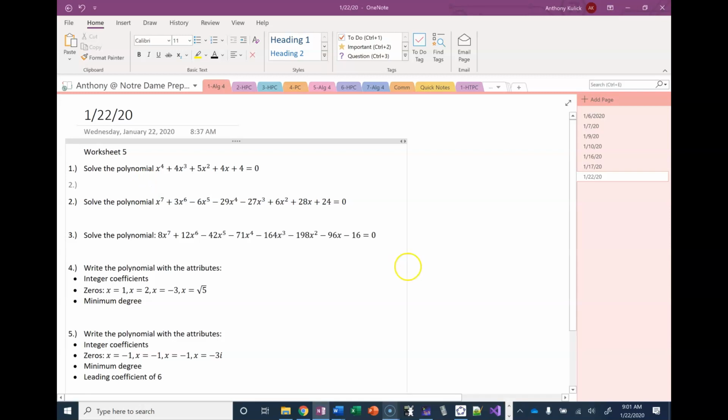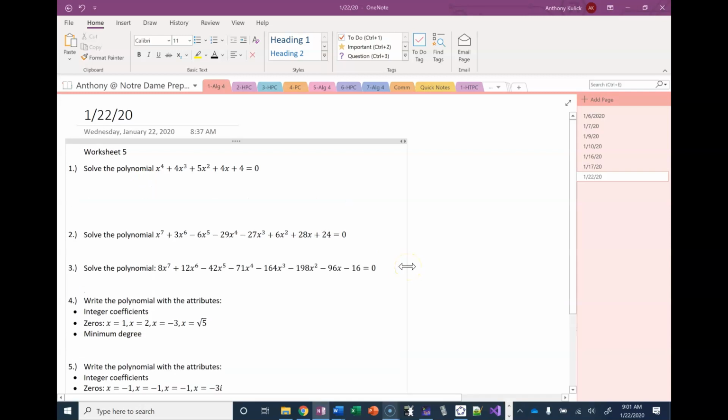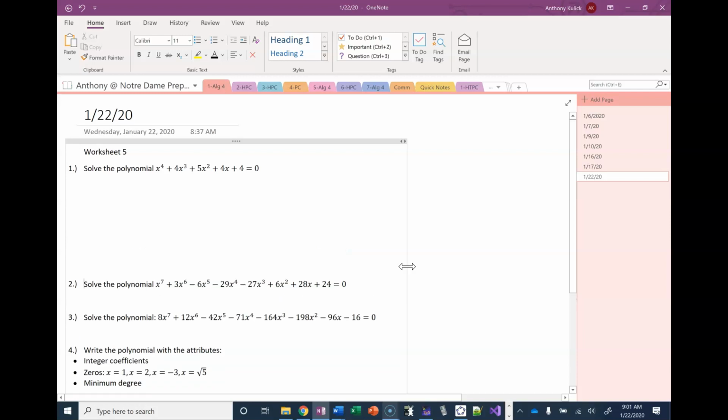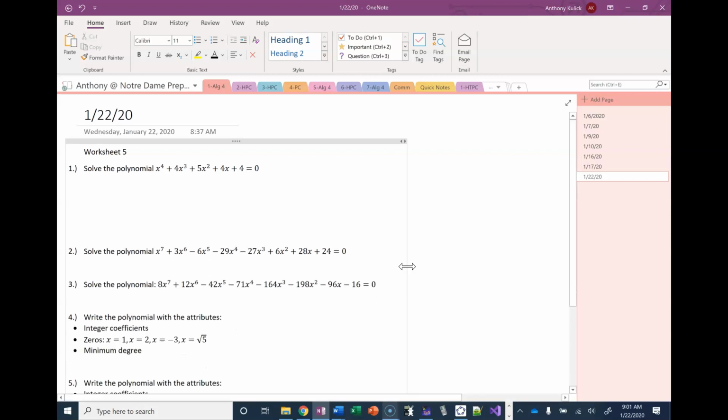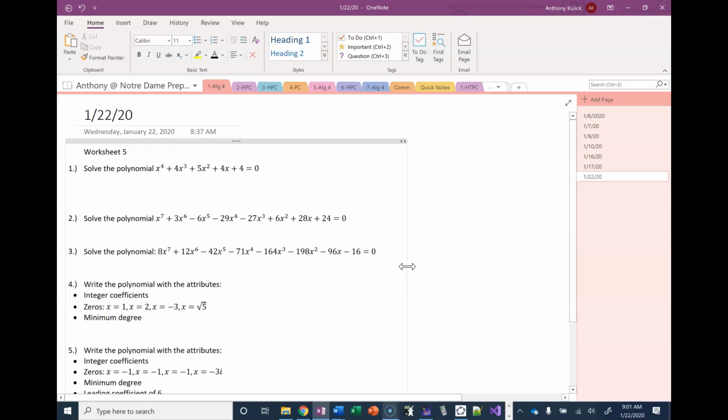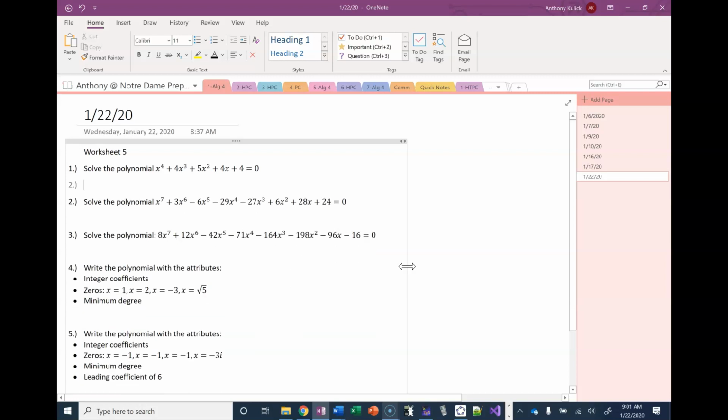So some things here to chat about. We're going to go through a bit of this worksheet here, number 5. I'm not going to do the whole thing for you, but we'll do a couple of problems of each of the types here to refresh our memories a little bit.